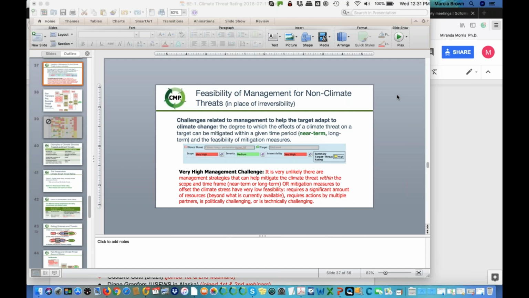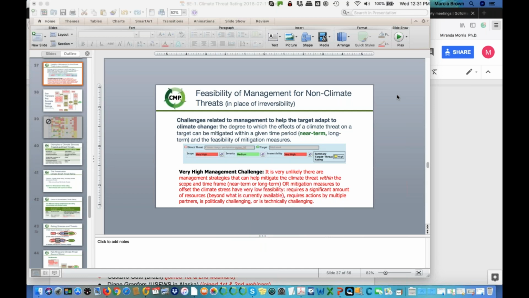This is Jody from the Nature Conservancy. I just had a question about the criteria. When you say feasibility of management, I'm just curious, feasibility for whom? Is it a general feasibility, or does it mean feasibility for the organization or the team that you're planning with? I'm just wondering if you could clarify that.